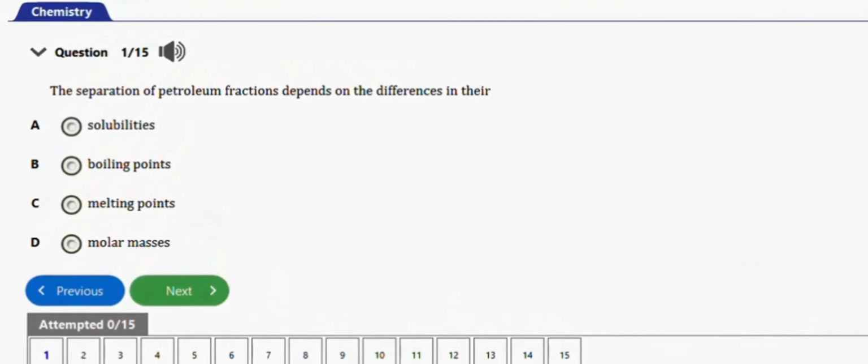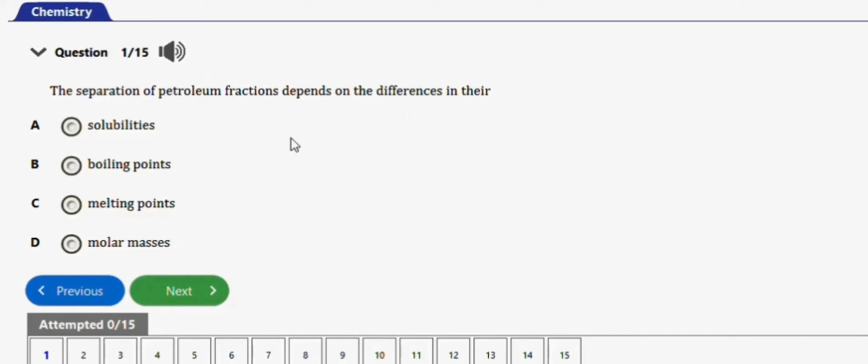In this video, we're going to learn how to solve these chemistry problems under petroleum or crude oil. So guys, we have 15 repeated questions to practice with in this video. Let's get started. The first question says the separation of petroleum fractions depends on the difference in their, so the right answer is option B, boiling point.